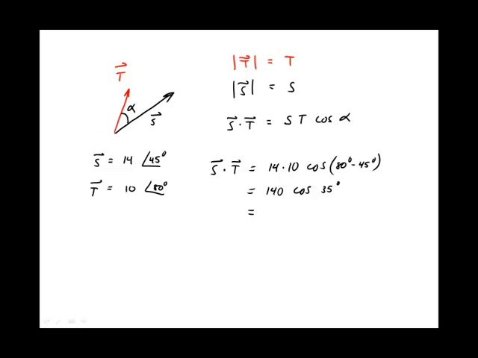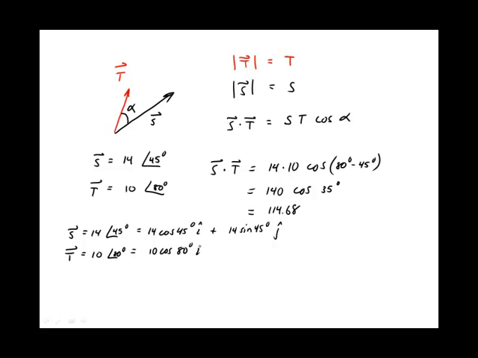And so my numeric value here would be 114.68. No degrees, there's no units that have been given there. I might write S this way: 14 at an angle of 45 degrees, that's equal to 14 cosine 45 degrees in the i direction plus 14 sine 45 degrees in the j hat direction. T is equal to 10 at an angle of 80 degrees, so that's 10 cosine 80 degrees in the i hat direction plus 10 sine 80 degrees in the j hat direction.